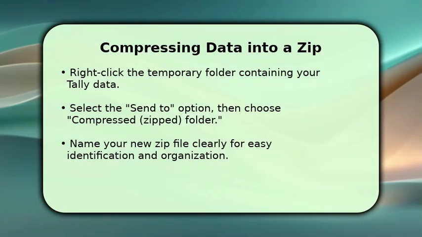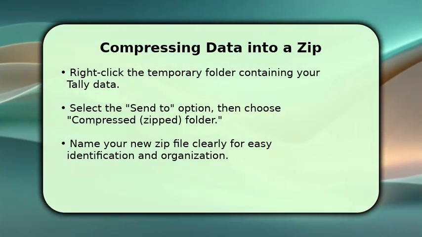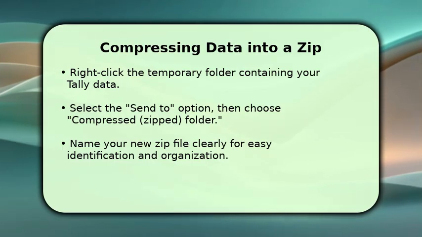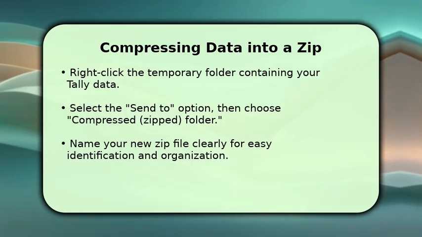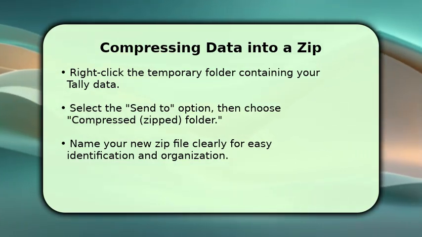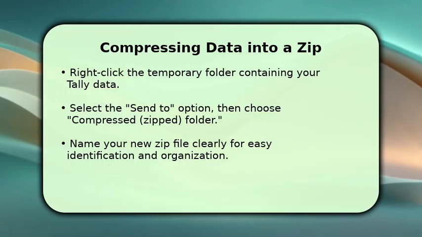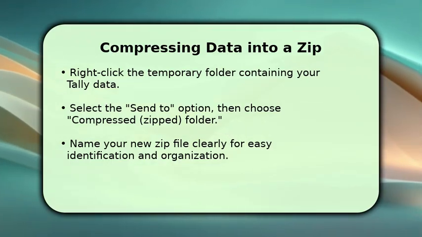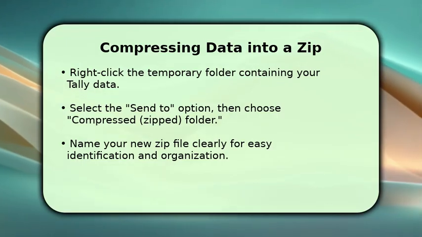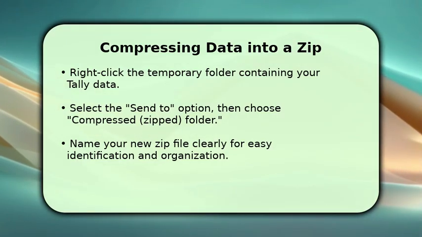With your tally data safely copied, it's time to create the zip file. Navigate to your temporary folder containing the tally data. Right-click on this folder, then hover over the Send to option in the context menu. From the sub-menu, select Compressed Zipped Folder. This action will create a new zip file in the same location.